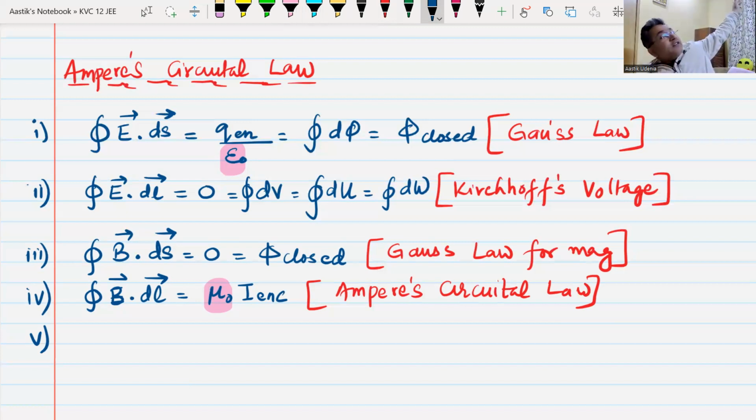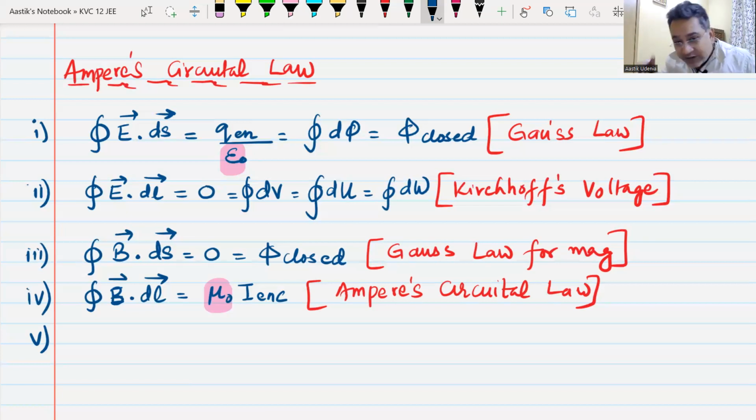That we did in 11th standard. What is the third field? Gravitational field that we experience every day. Gravitational field.